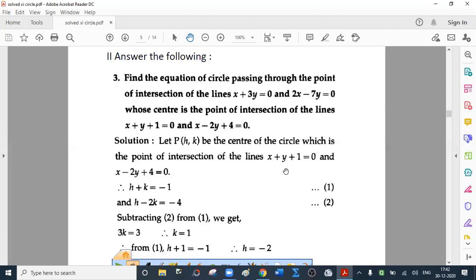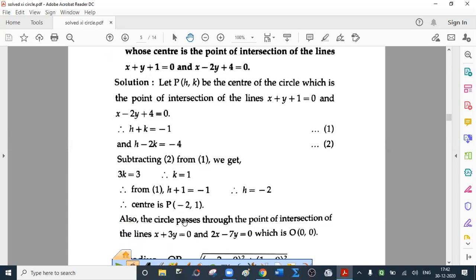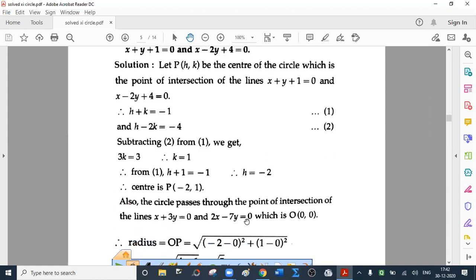Let P h k be the center of the circle, which is point of intersection of these lines. Solve to get center as minus 2, 1. Now circle passes through the point of intersection of these lines. Clearly, origin is the point of intersection of these two lines. Both lines pass through origin.